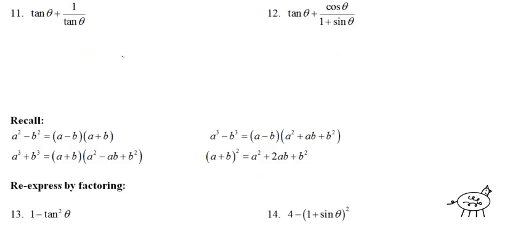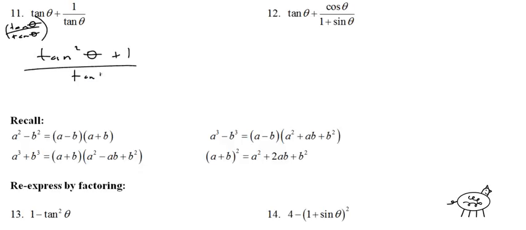Sometimes you don't know, and sometimes you just try one or try another. I'm actually going to multiply this by tangent of theta over tangent of theta to get a common denominator. So that gives me tangent squared of theta plus 1 over tangent of theta. There we go. Tangent squared of theta plus 1 is secant squared of theta over tangent of theta.